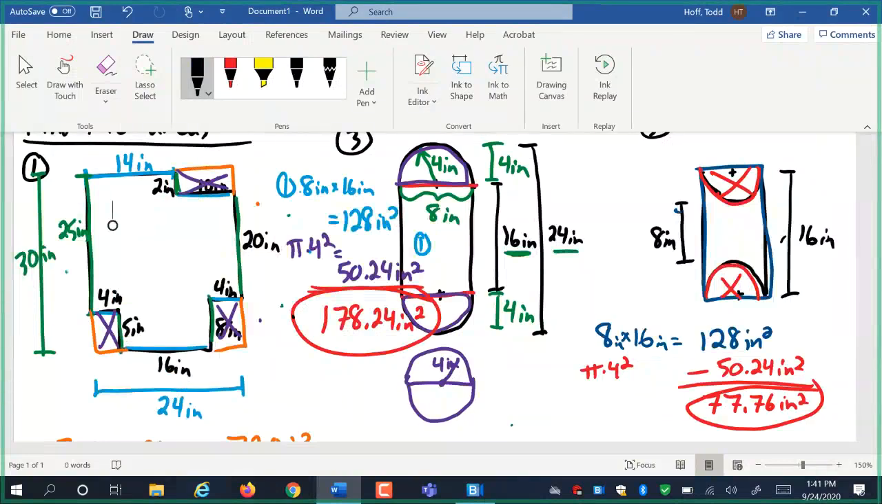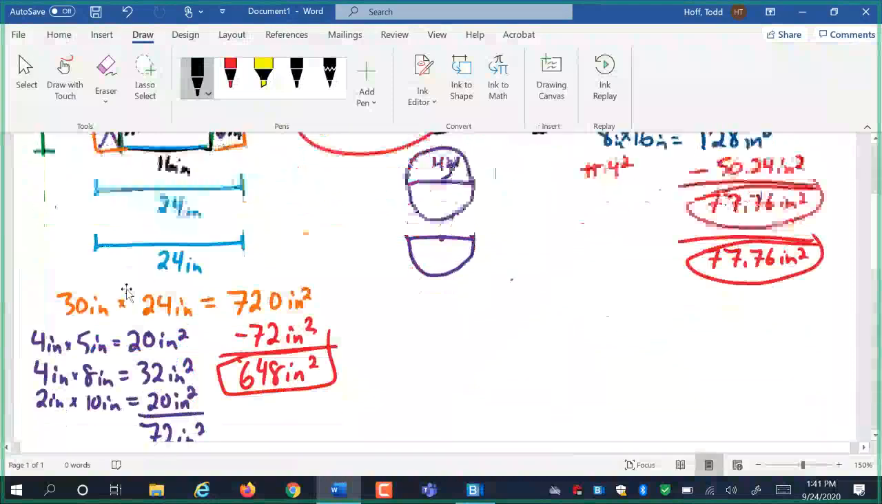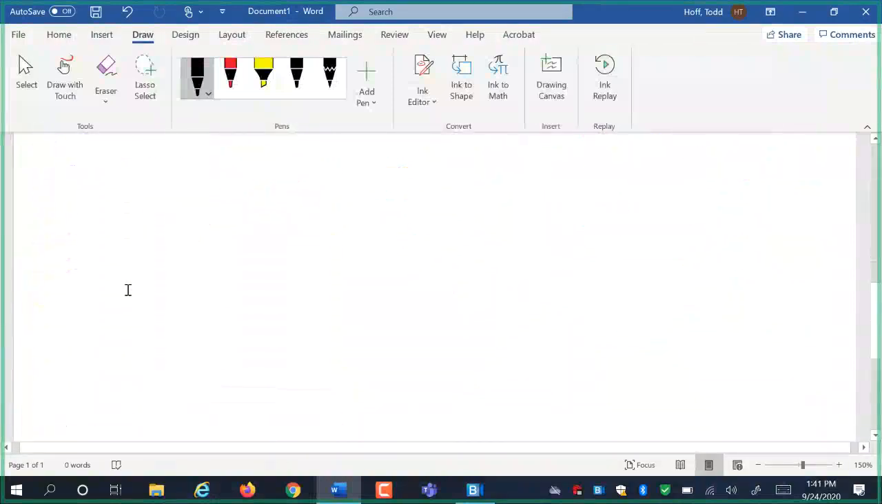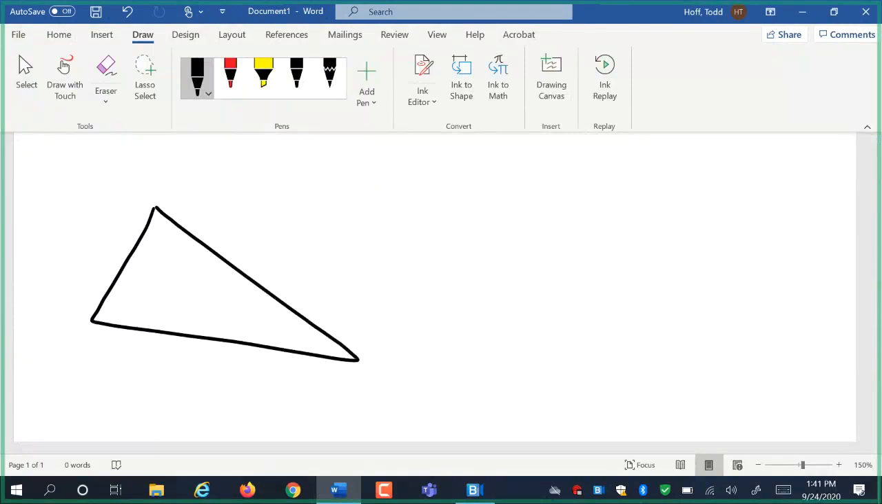So we can cut them apart, and sometimes we put pieces back together to shorten our calculations. But I want you to try this one. Find the area of that triangle for me.